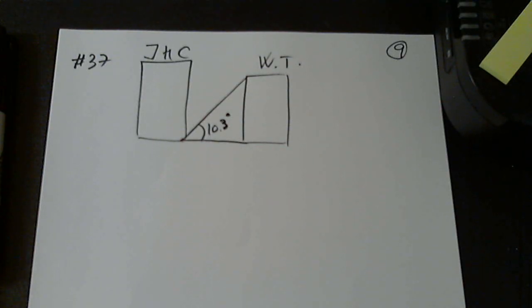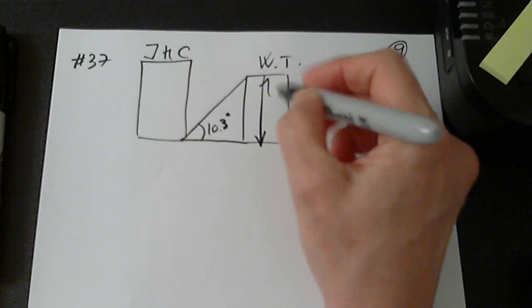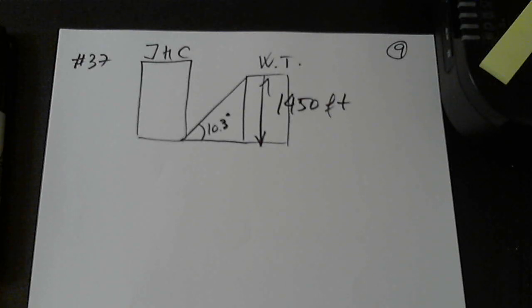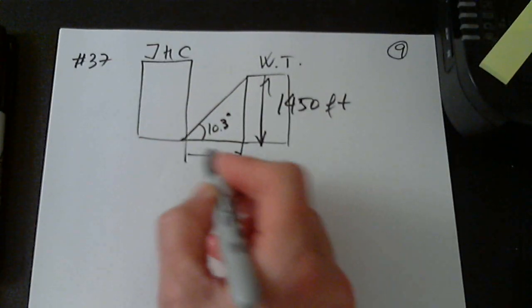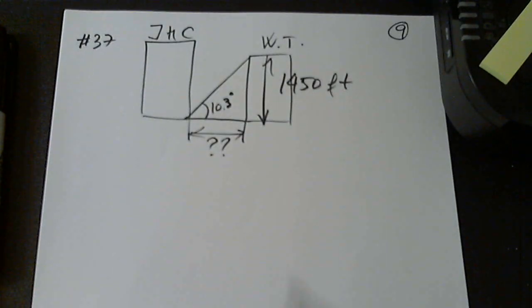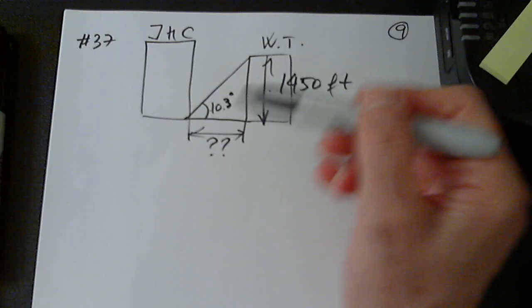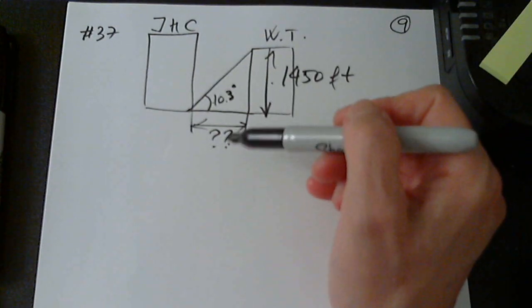Let's read it again. The angle of inclination from the base to the top is approximately 10.3. If the main structure of the Willis Tower is 1450, so this height is 1450 feet. How far apart are the two skyscrapers? Assume the bases of the two buildings are at the same elevation. Okay. So they want us to determine this. We have this height, and they want us to determine this distance.